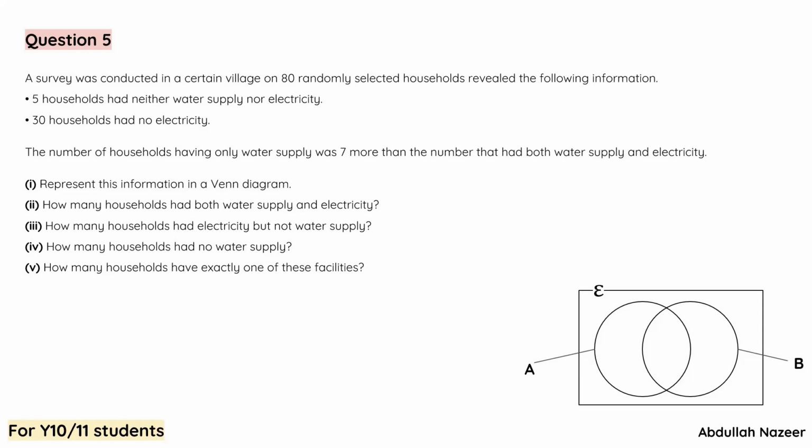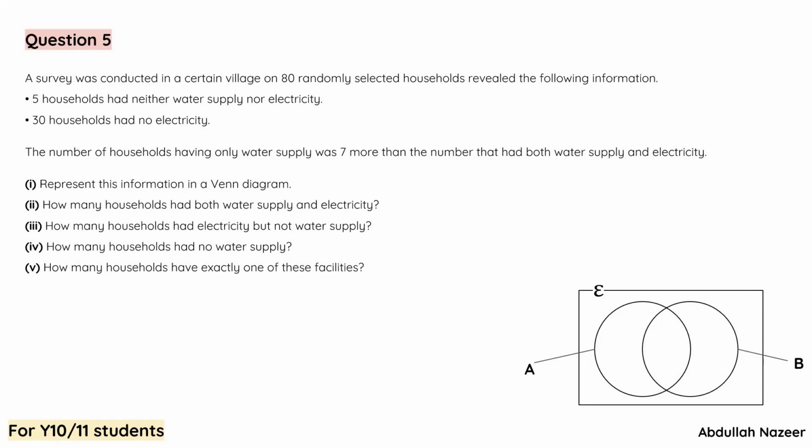A survey was conducted in a certain village on 80 randomly selected households. It revealed the following information. 5 households had neither water supply nor electricity. 30 households had no electricity. The number of households having only water supply was 7 more than the number of households that had both water supply and electricity. Represent this information in a Venn diagram.